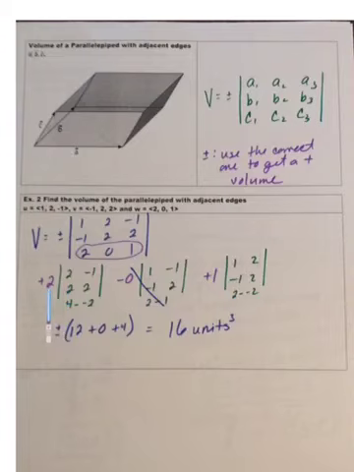So this one ends up being 2 times 6, which is 12, plus 0, and this is 1 times 4, which is 4. So we get 16, and we want it to be positive, so we just keep the positive 16, and this is units cubed, as it is volume.